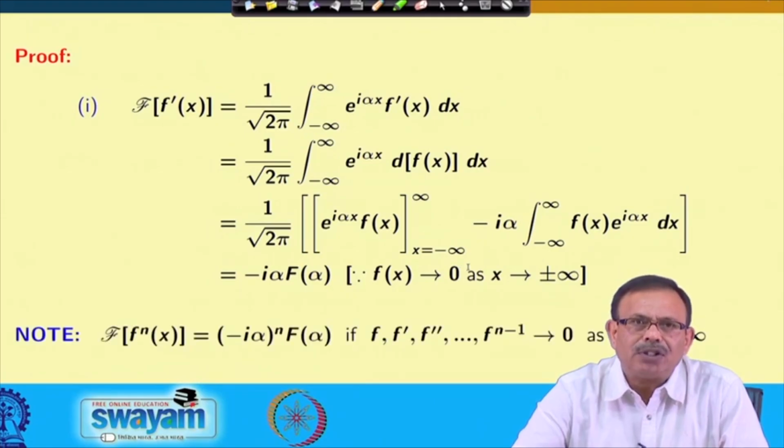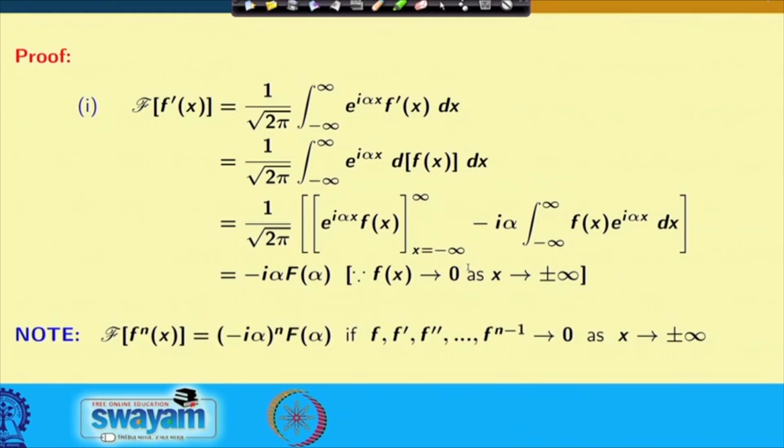And in the same way, we can prove that the Fourier transform of f^(n)(x) equals (minus i alpha) to the power n into F(alpha), whenever f', f'', up to f^(n-1)(x) approach 0 as x approaches plus or minus infinity.